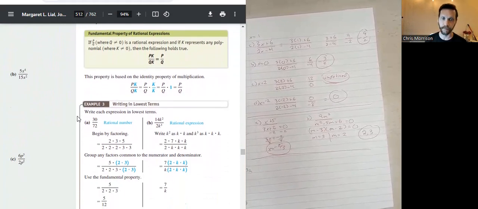So the idea here is if you have any polynomials, pk over qk, you can just cross out those k's. And we've been doing this for a long time. Of course I can cross it out. This equals p over q.